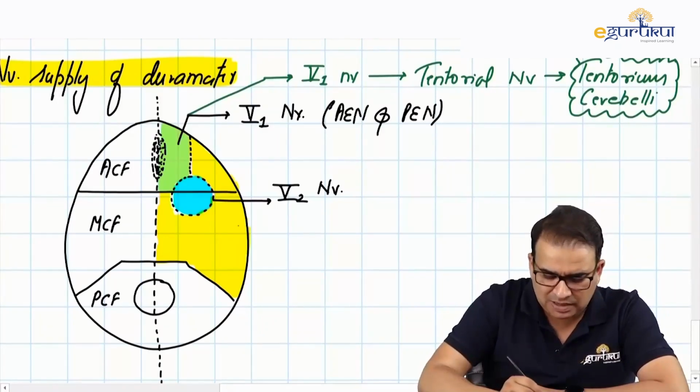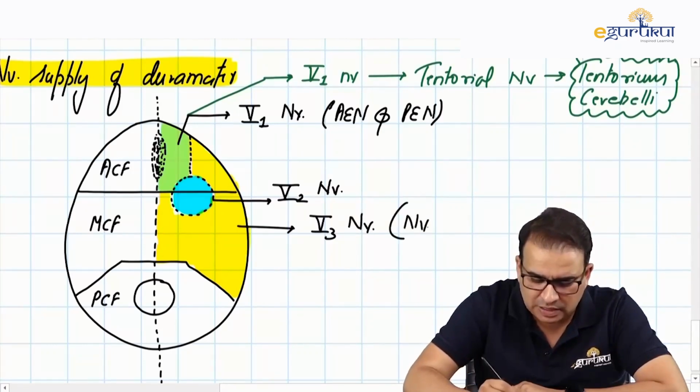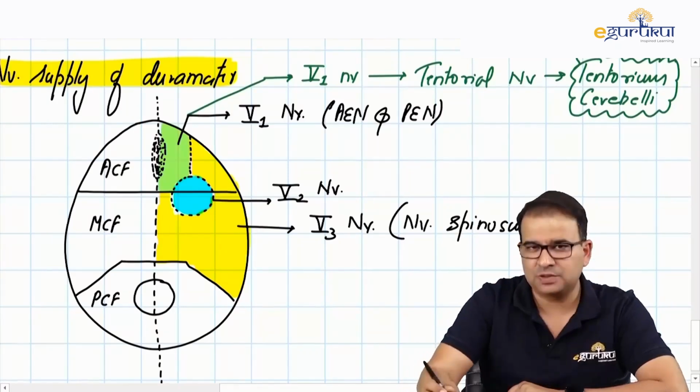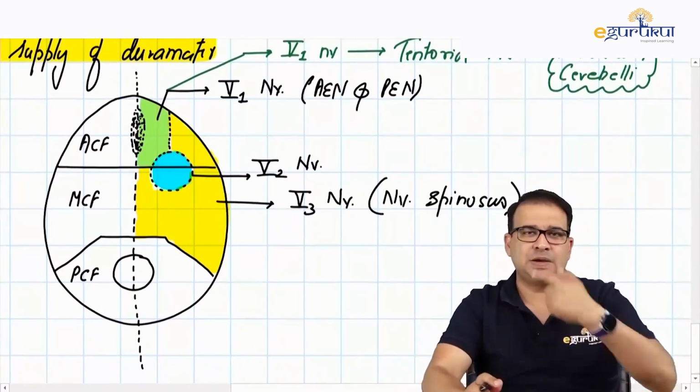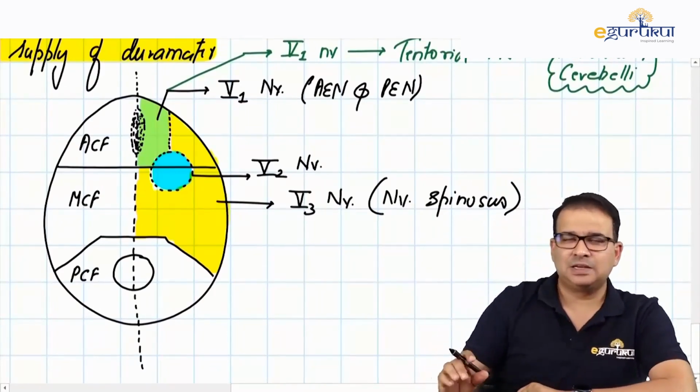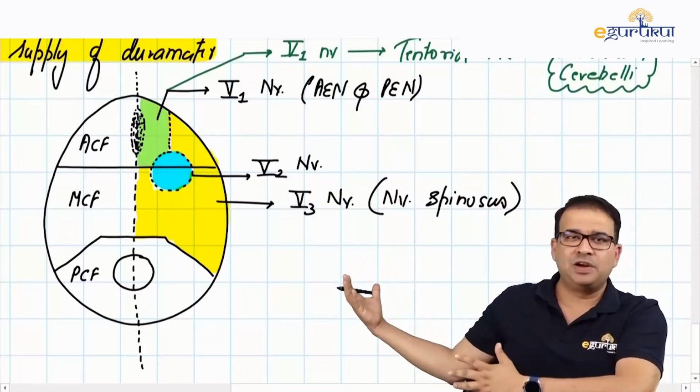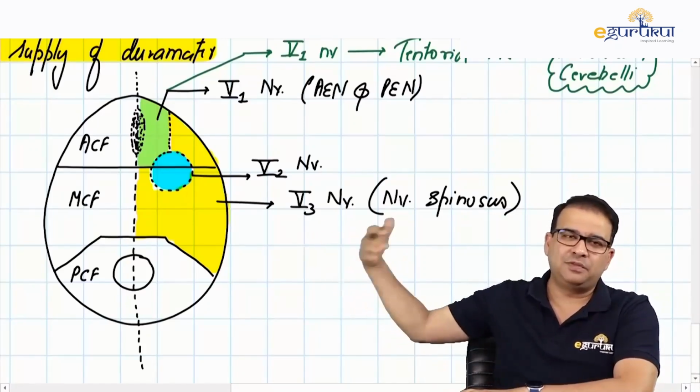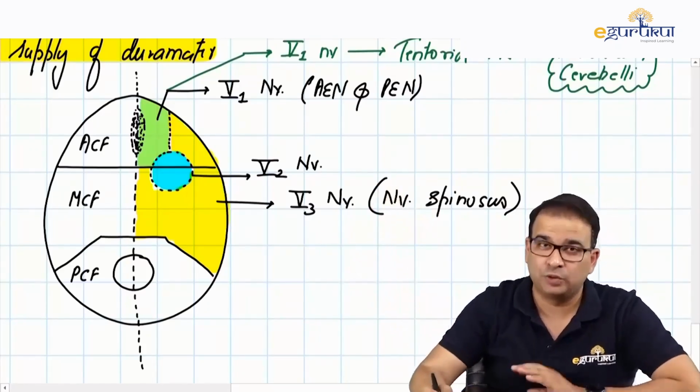So everything that I marked in yellow here, it is all by the mandibular nerve. Specifically, what branch of mandibular nerve? That is the nervus spinosus. You already know about the nervus spinosus, which comes back from the foramen spinosum. And that's a dominant nerve. You can clearly see it's a dominant nerve supplying the dura mater, middle cranial fossa, and the lateral part of anterior cranial fossa also.